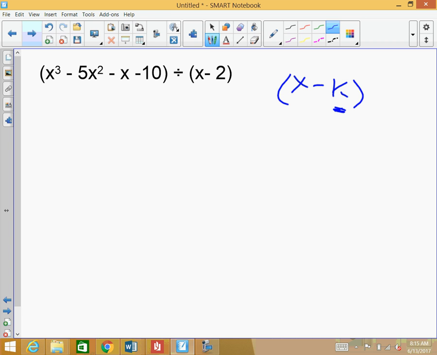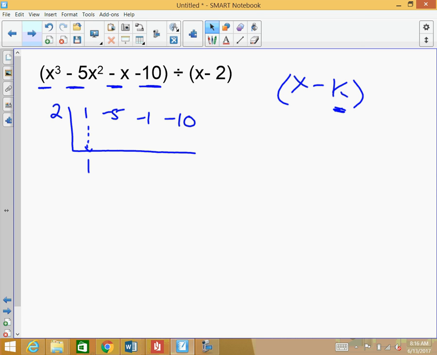So we put the 2 right here, and we just draw this little half bracket. And then I just put the coefficients for each of the terms here. So we have 1 for x cubed, negative 5, negative 1 again, and then negative 10. From here, we just bring down the 1, and then I multiply 1 by my number here, 1 by 2. And that goes here. So 1 times 2 is 2.